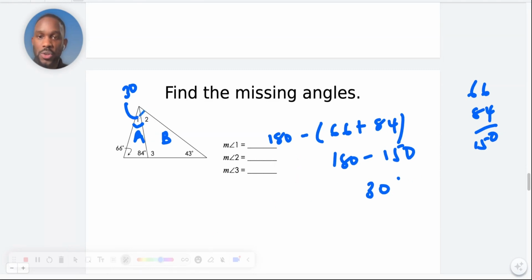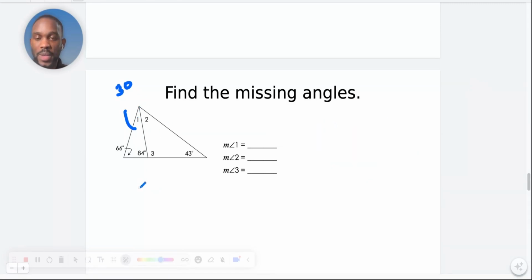What about angle 2, right? And it's okay to first get angle 3 if you want to. What about angle 3? Whatever is easier for you. Now to get angle 2, I'm going to consider the bigger triangle, this one here.